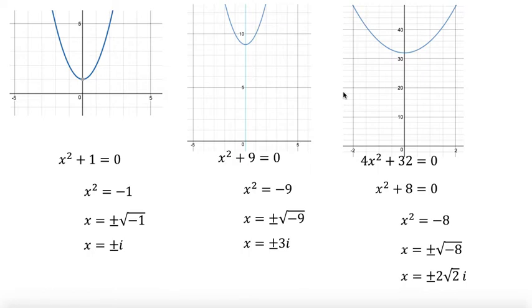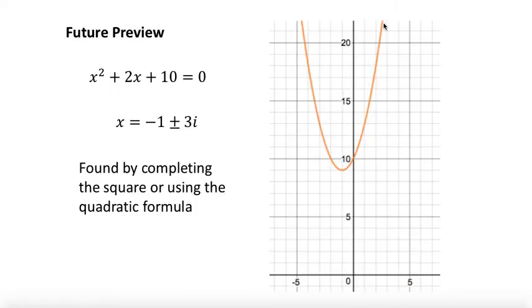For other quadratics, like this one, where the vertex is not on the y-axis, you're going to end up with not just an imaginary number, but a complex number as your root. And to do this, you're going to have to do completing the square or use the quadratic formula. You can look at my other videos to see how to do that, but we're going to do that later.